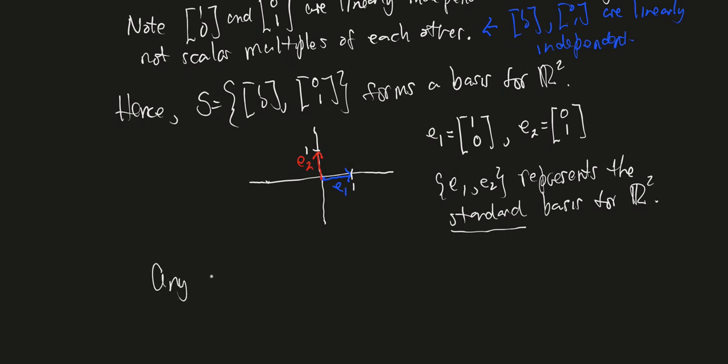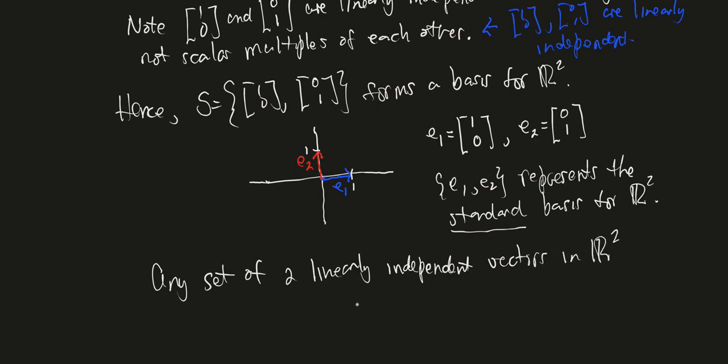So any set of two linearly independent vectors in R2 forms a basis for R2, right? And the reason why is because as long as these vectors don't lie on the same line, or generate the same line, what you end up getting is something like this.